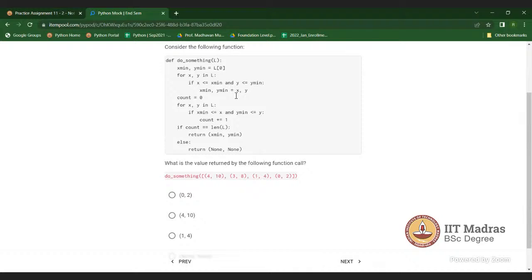Now when we go further, it is saying for x comma y in L. Our again x is turning out to be 4 and y is turning out to be 10, or am I missing something here? In the second iteration, the x will be 3 and the y will be 8. Can you tell me why? I am just messed up here. We are just looping over the elements of the list, right?